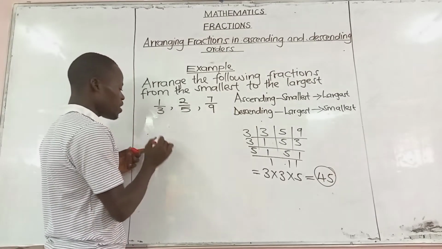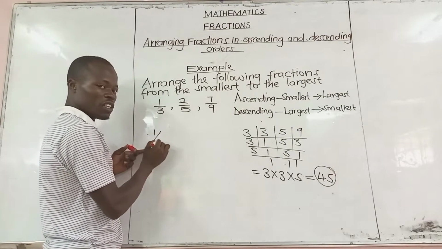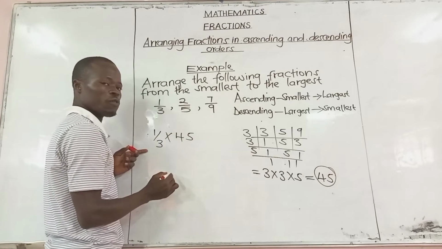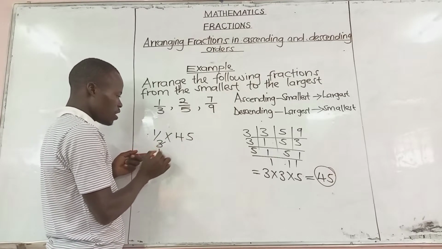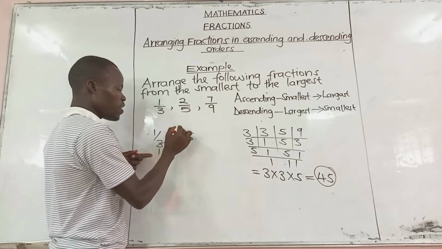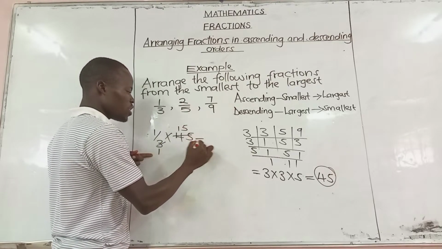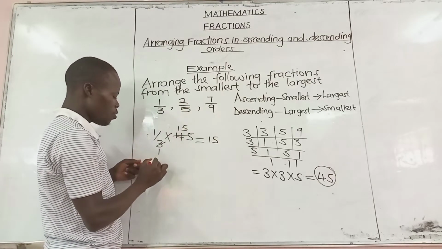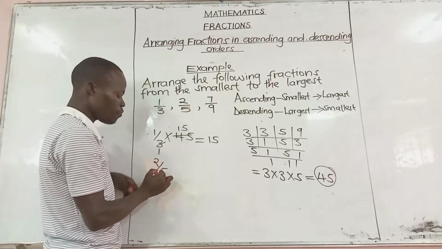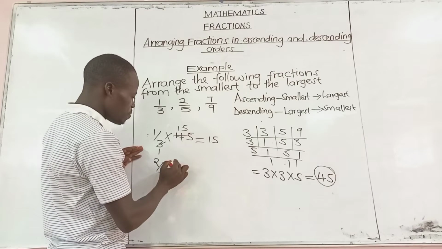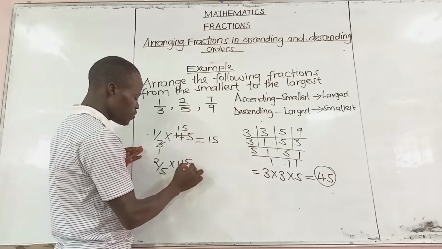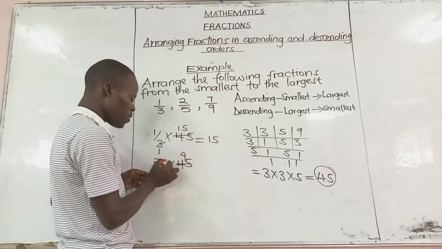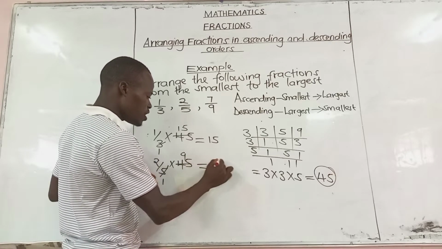So it's going to be 1 over 3 multiplied by the LCM, which is 45. 3 goes into 45 15 times, so we are going to get 15. We move on to the next fraction, which is 2 over 5. We shall have 2 over 5 multiplied by the LCM, which is 45. By 5 here 1, by 5 here 9. So 9 multiplied by 2, we are going to get 18.